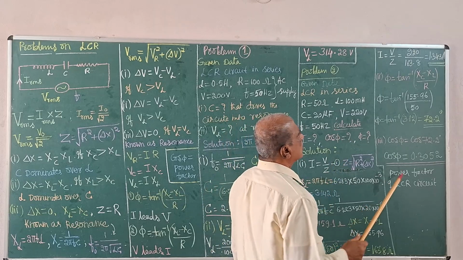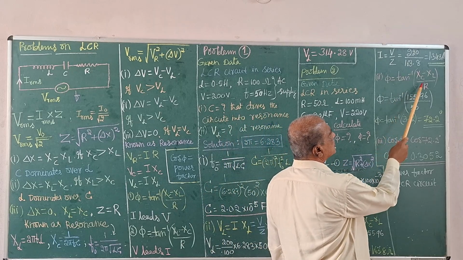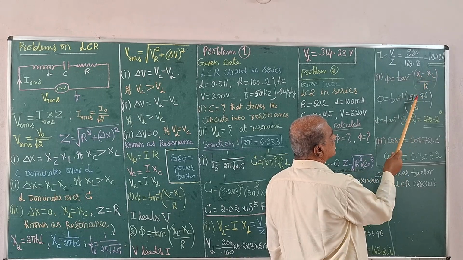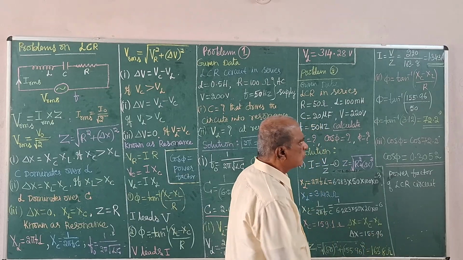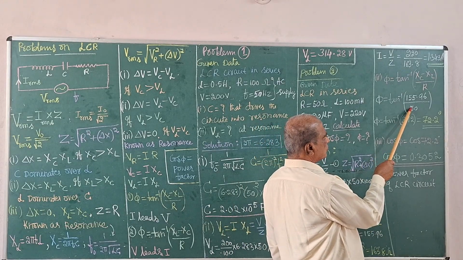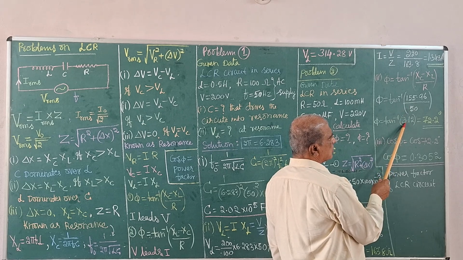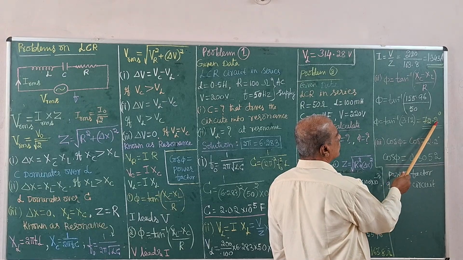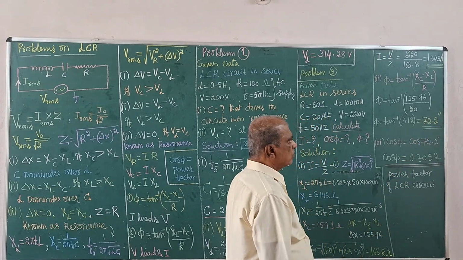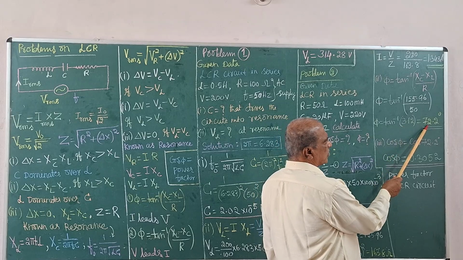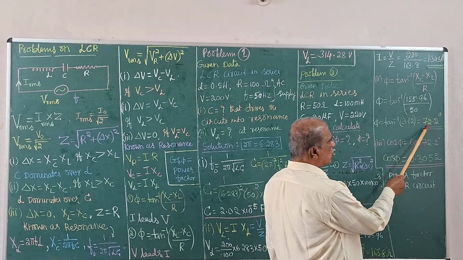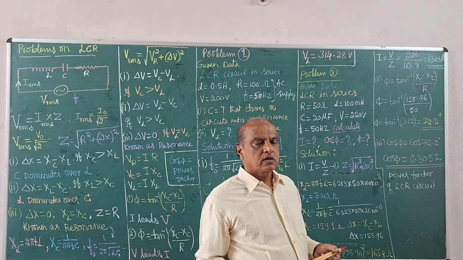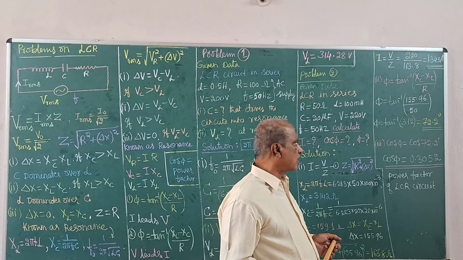Phi equals tan inverse of this. The difference in this is higher value minus lower value, the difference you have already calculated, divided by the R value. This value equals 3.12. Tan inverse of 3.12 is 72.2 in degrees. 72.2 degrees is the phase angle difference between current and voltage. Here current leads the voltage in phase angle.